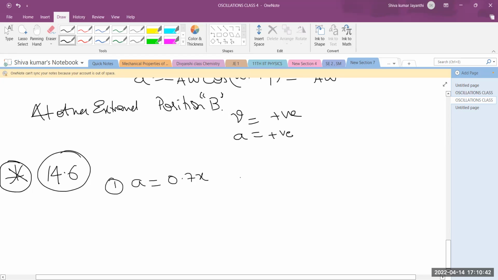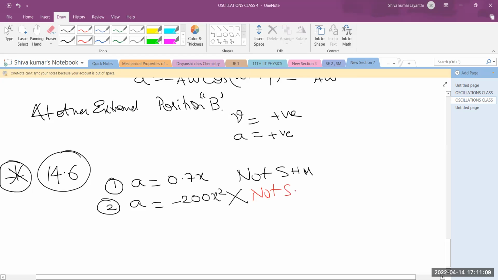No, this is not SHM. Why? How should it be? It should be A is equal to something minus and then there should be an X. Second question, A is equal to minus 200x square. So this is also not SHM, because X should be there. Not SHM.